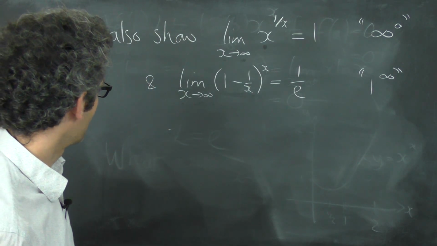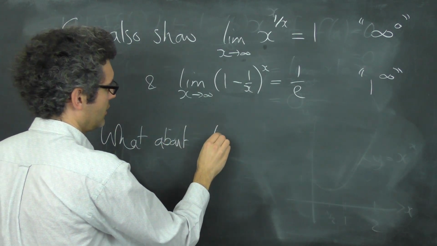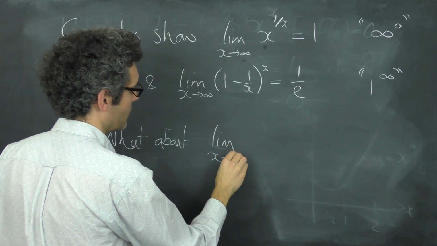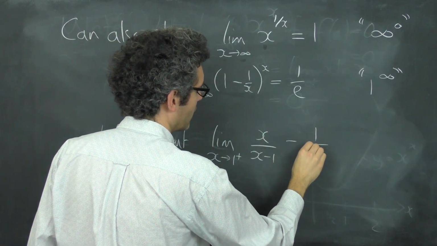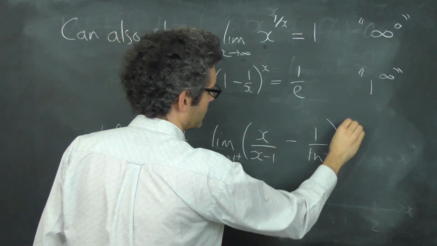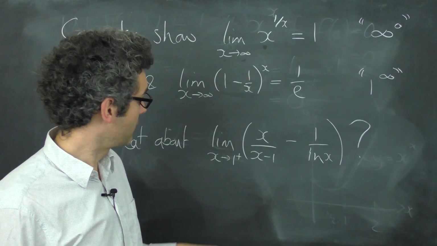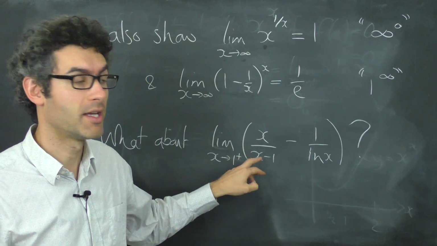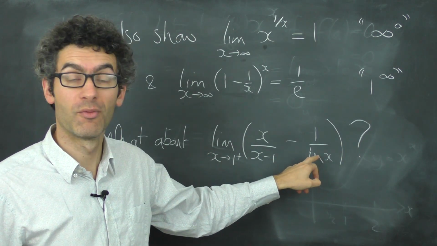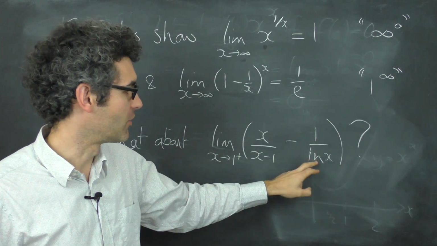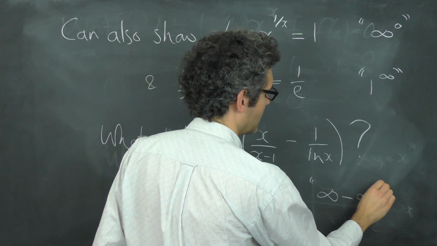Right. Now here's another example. What about this one? A limit as x tends to 1 from above of x over x minus 1 minus 1 over log of x. Right. So what's the problem this time? Well, if you put in x equals 1, then you get division by 0 here. So this bit gets infinitely big. This bit, when x is 1, remember log of 1 is 0, so again you get division by 0, and this bit's infinitely big. So this is something of the form infinity minus infinity.